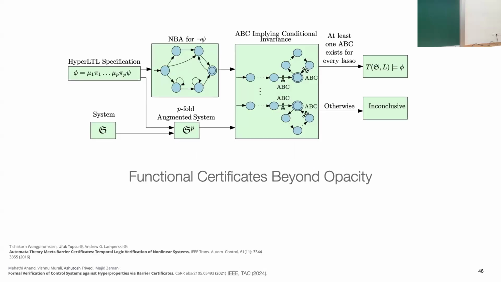Okay, how do we generalize that to hyperproperties? There is a nice paper by Ofuk and his group, right? Automata theory meets barrier certificates, and it's quite a neat idea, really. So instead of barrier certificates for safety, if you want to extend that to omega-regular properties, you could come up with your Büchi automaton, and you would have multiple lassos in the Büchi automaton, right? So think of every sequence of transitions in a lasso. The arrow is wrong here, it should be that side, right?